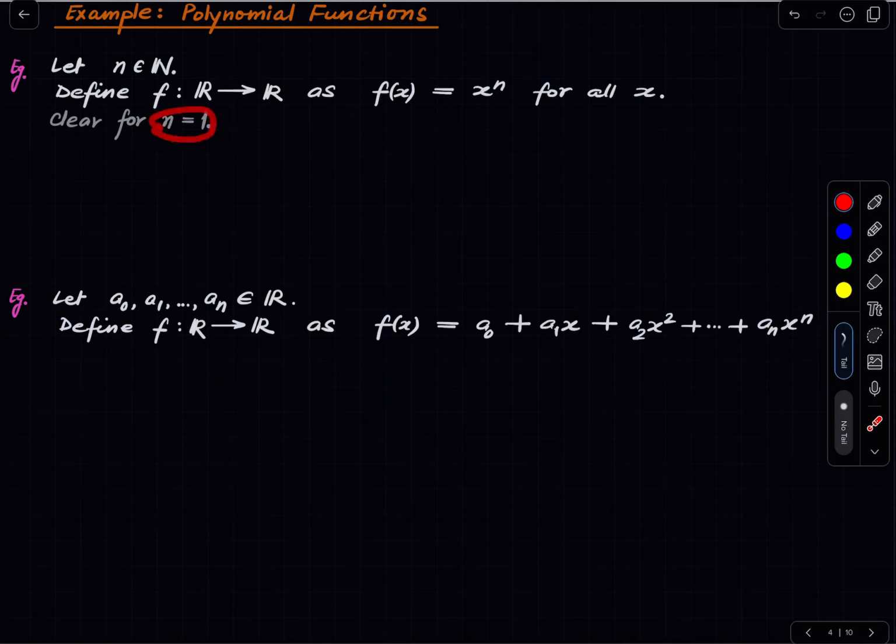So n equals 1 is clear, and for the inductive step, suppose you have some positive n, let's keep n unfixed. So n is just some natural number. Define f as above and g as the identity function.